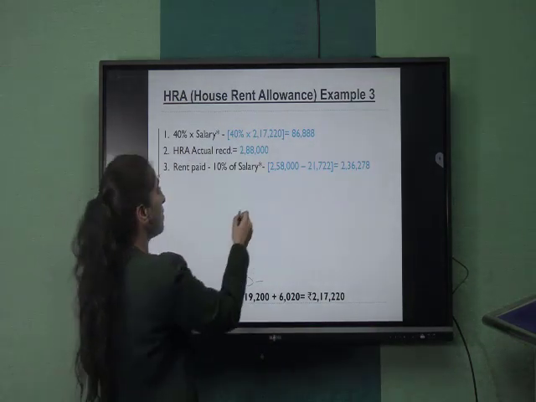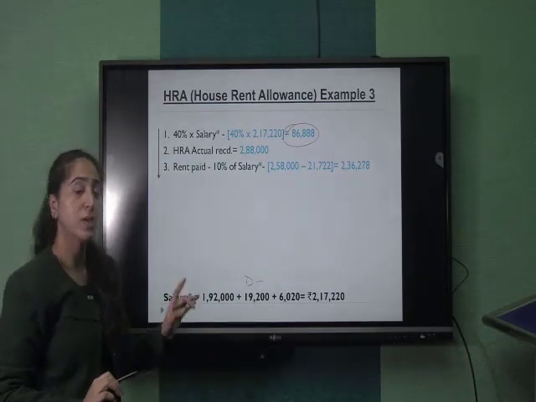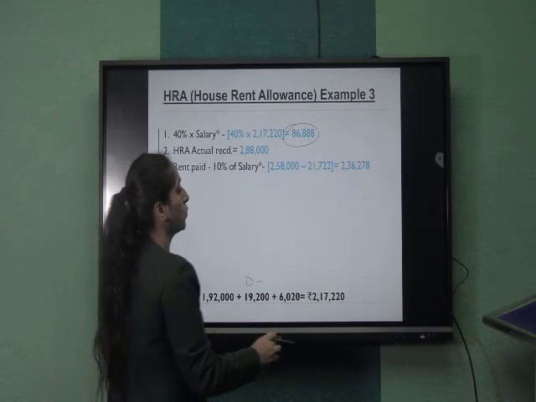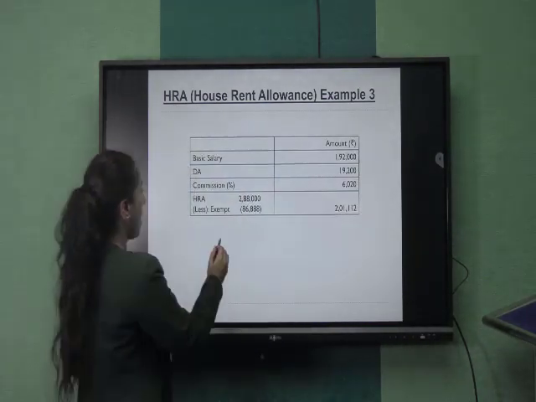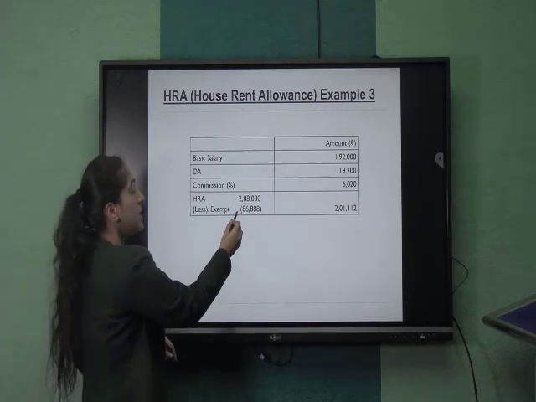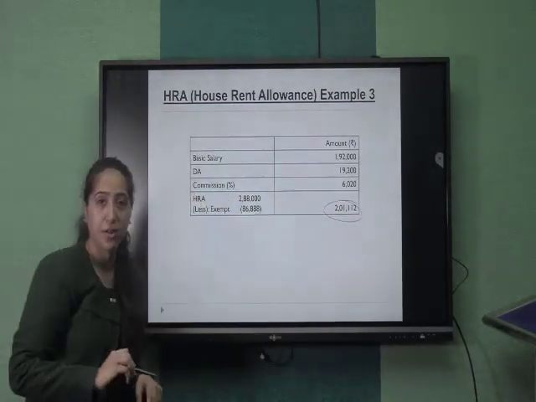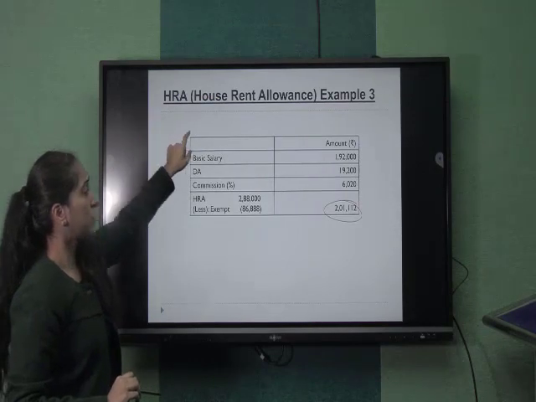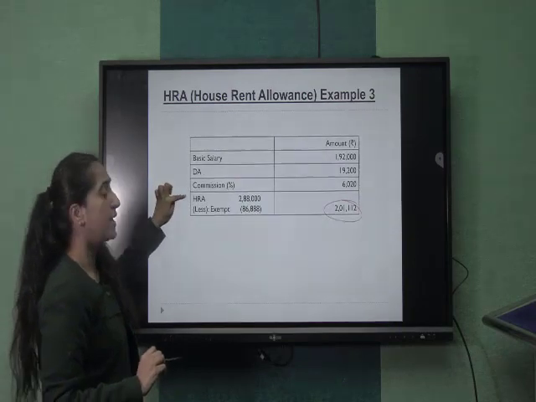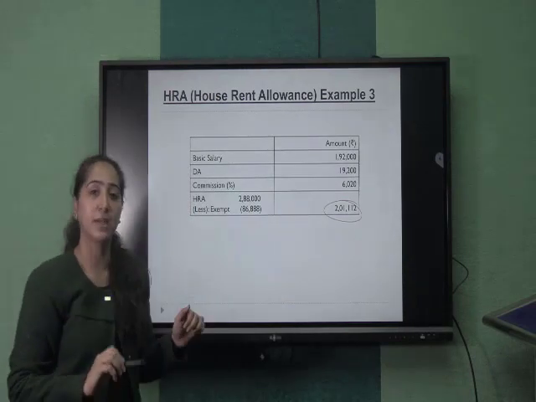Now whichever is the minimum, which is this 86,888, this is the minimum one. So this is going to be our exemption from the actual HRA received, which is 2,88,000. So our actual HRA received is 2,88,000 minus the exemption amount of 86,888. So we got our taxable HRA. Now to calculate the income taxable under the head salary, we will also be adding basic, DA and commission plus your taxable HRA, and you will get your income under the head salary.